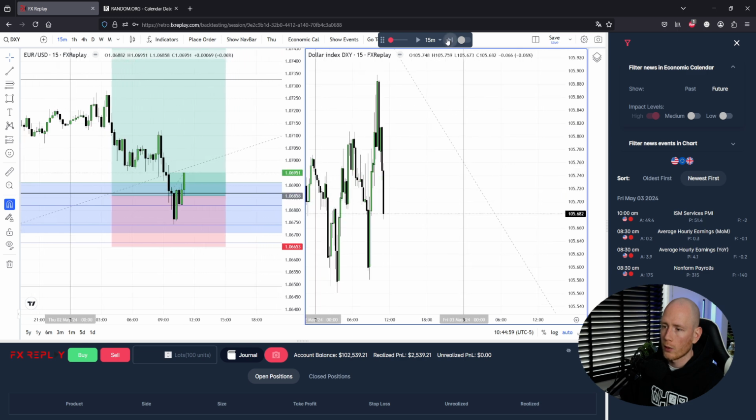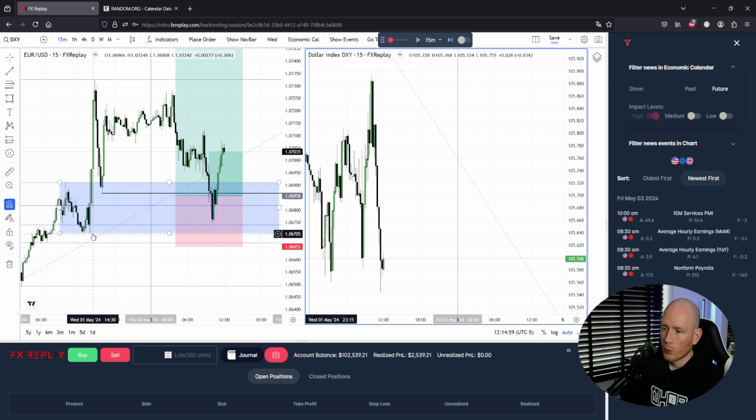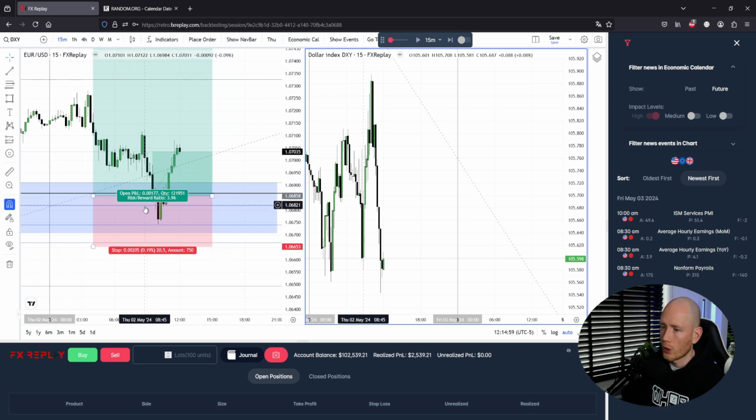Consolidation, we got tagged. Right? Good thing I took it a little bit wider. I would be very sweaty if we actually put it on this low. But still good in the Fibonacci zone into the OB.